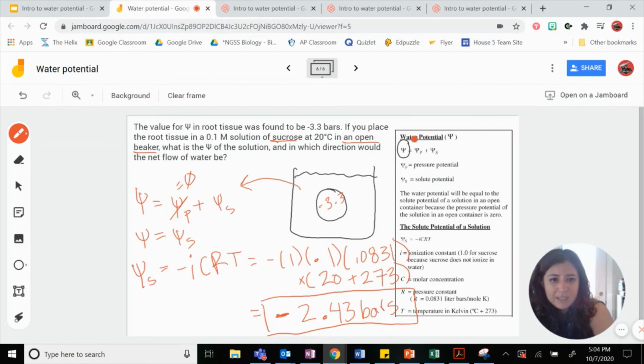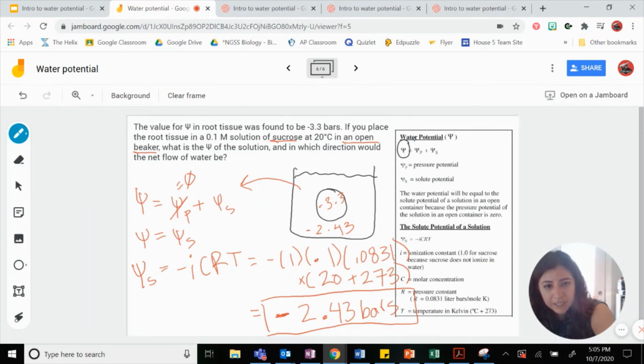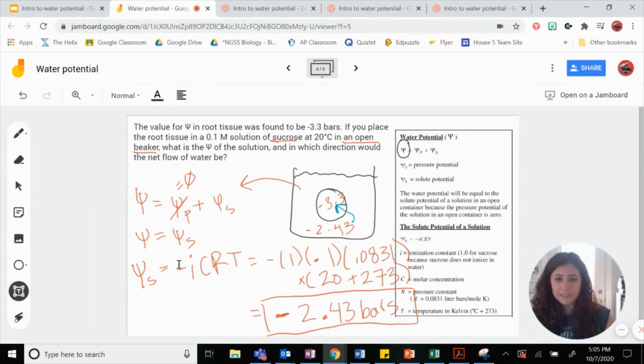So let's go ahead and put that information onto our picture. So negative 2.43. Okay, now it's really easy for us to compare those two numbers and just draw an arrow. So because we're talking about water potential, the arrow is always going to go from the greater to the lesser, the more negative number. So which way is the arrow going to go? It's going to go into the cell. Water is going to go into the cell. So water moves into the cell.